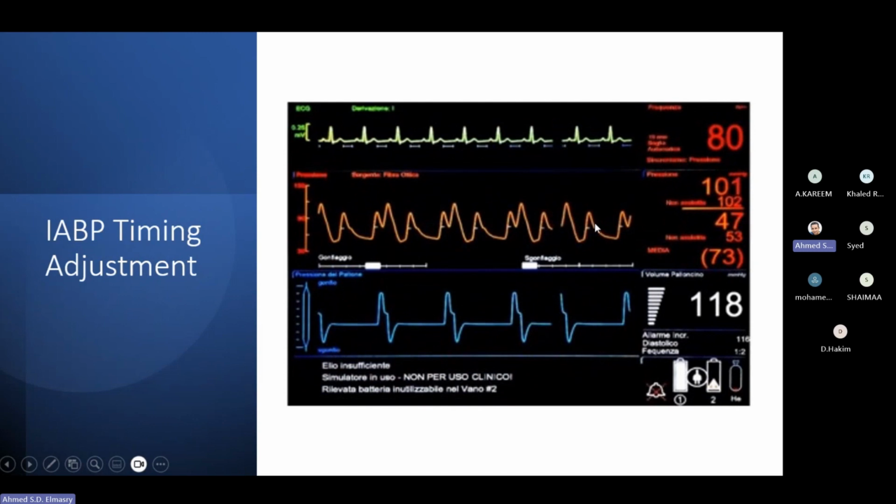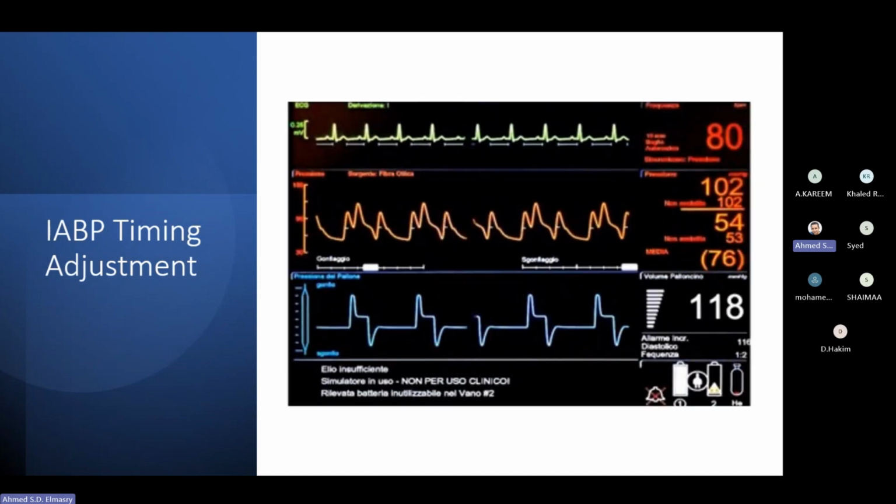And what you see here is early deflation. As you see here, this white gap is diagnostic for early deflation. This is the deflation timing, so you have to move the deflation point from this point to this point in order to optimize the deflation timing. This is an example of late deflation. As you see here, this is very late deflation, and you need to move the deflation point from here to here in order to optimize the timing for the deflation.